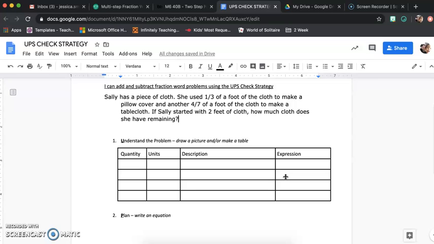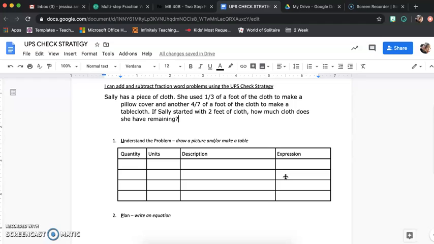All right, so remember we have 4 parts of our understanding the problem chart that we need to do. We have the quantity, which we know is the numbers, the units, which just tells us what that number stands for. The units is not necessarily the unit of measurement. It could be that it's talking about how many touchdowns there were or how many eggs were in the basket. Our description tells us what that number is. And then we have our expression that we'll do at the end before we write our equation.